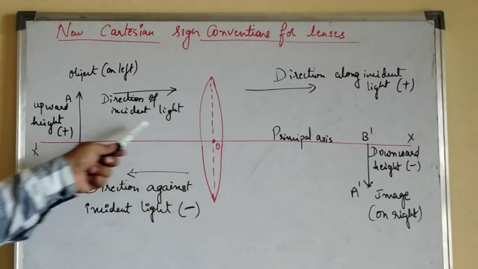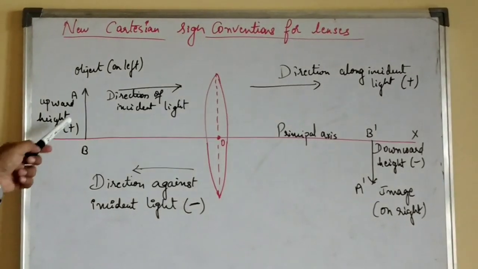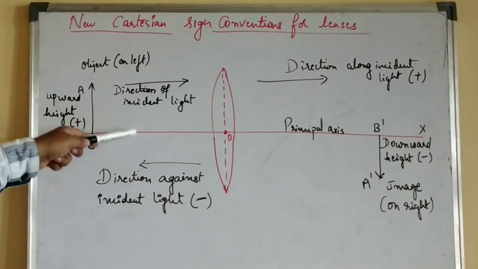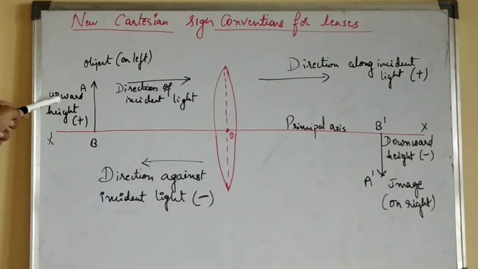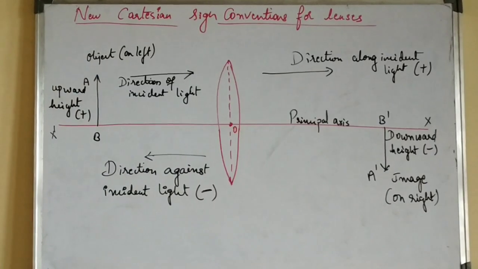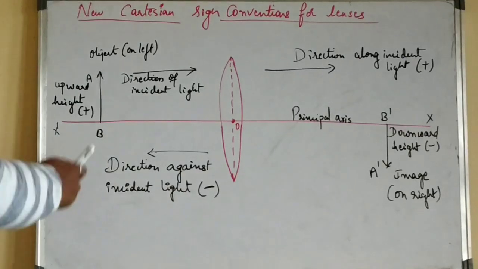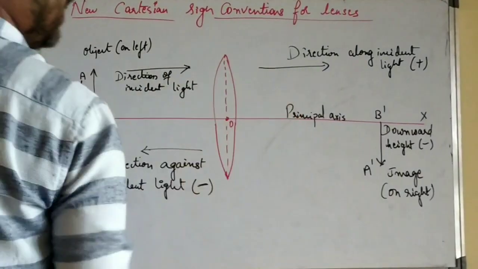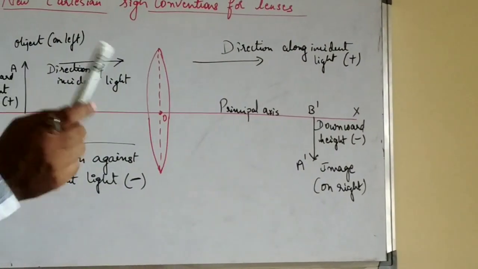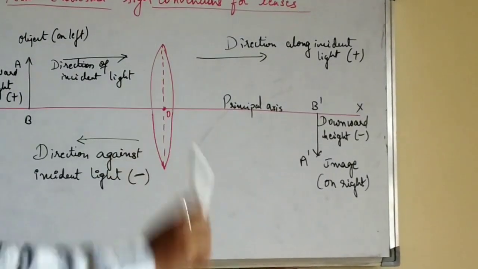Now you can see here, this is towards the left side of the convex lens, and that is towards the right side of the convex lens. This is object AB. When the object is above the principal axis, that is, upward height, you have to take the object height as positive. Coming to the right side, usually the image will be formed on the right side, except the two cases of concave mirror and one last case of convex mirror. In the other cases, the image is always formed on the right side.